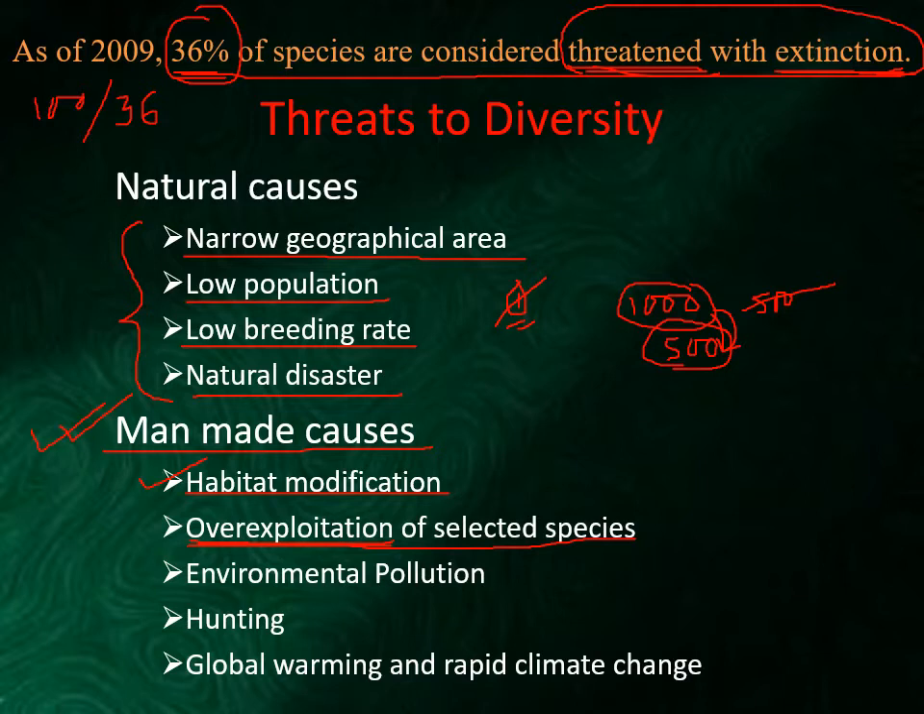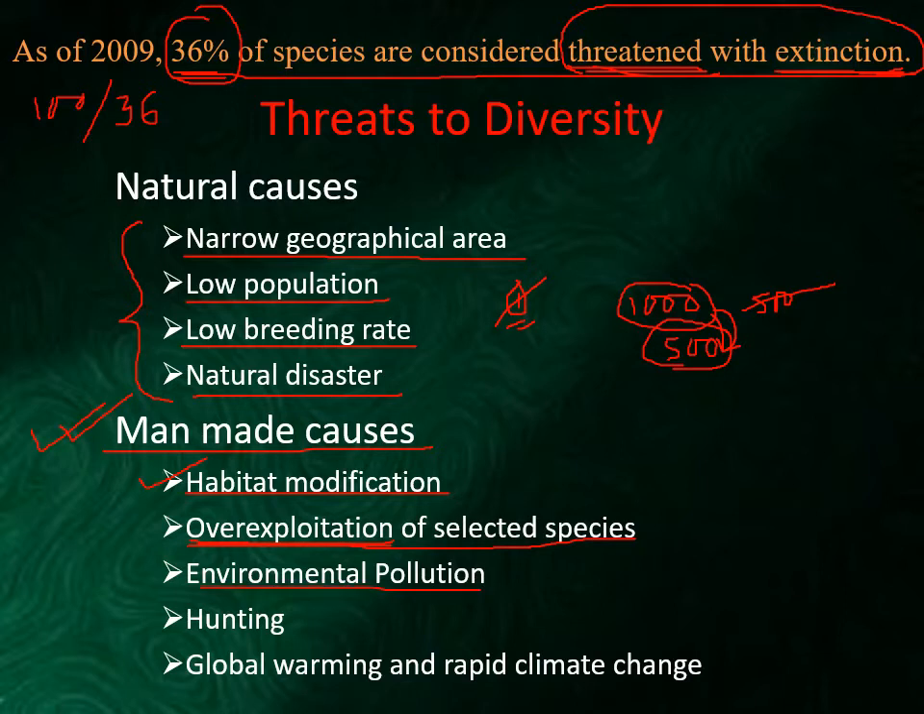And if this condition continues, then after a few years or a few decades, there will be no hilsa fish. Already the hilsa fish is under threatened condition, due to over exploitation, that means over catching, over use by humans. Third is environmental pollution.